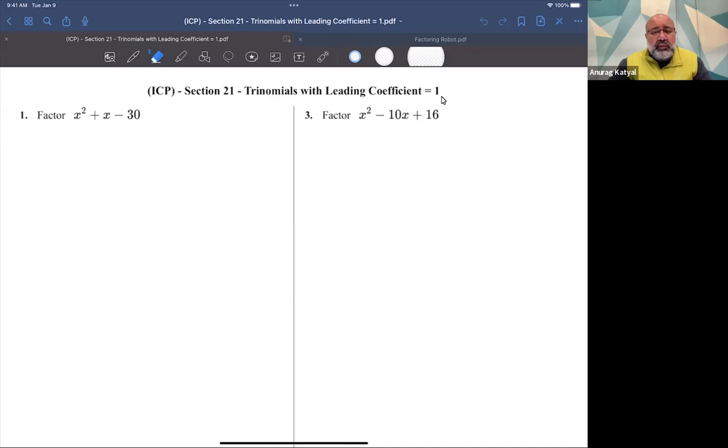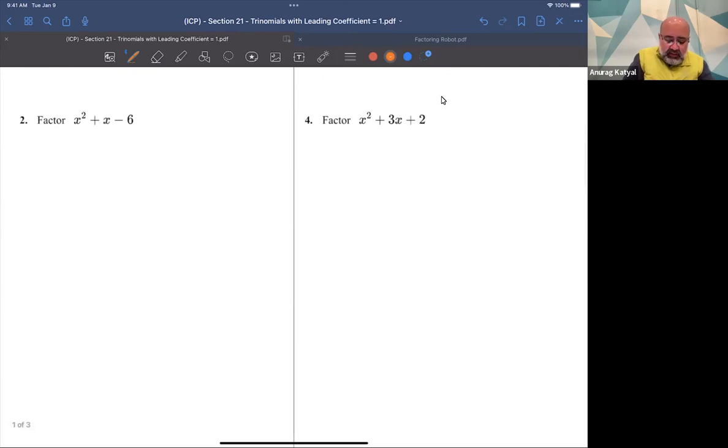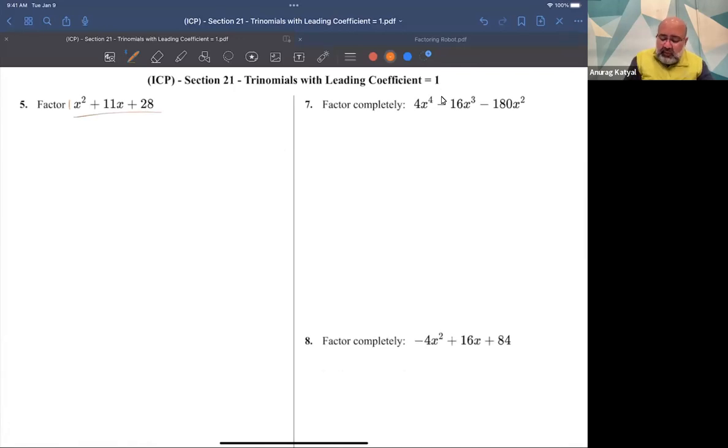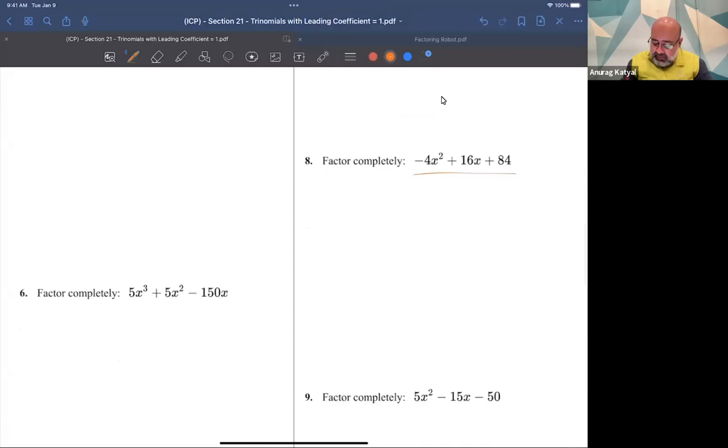Hopefully you recognize with all these problems that we have a trinomial, three terms, leading coefficient 1. Then there's a trinomial, but the leading coefficient is not 1, which means something else is probably going on behind the scenes. So we probably have to be careful with those.